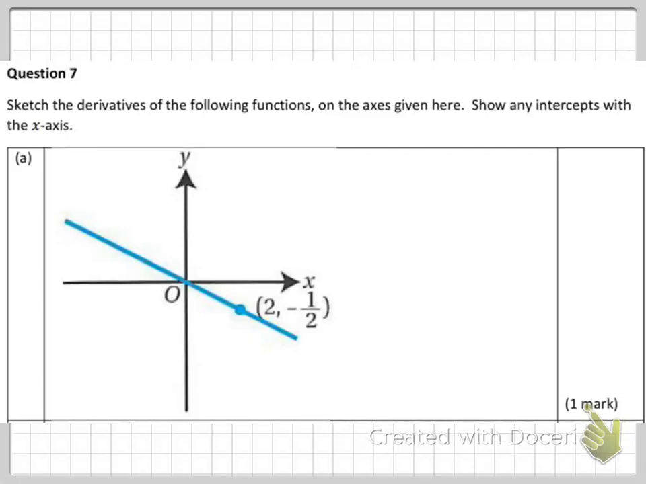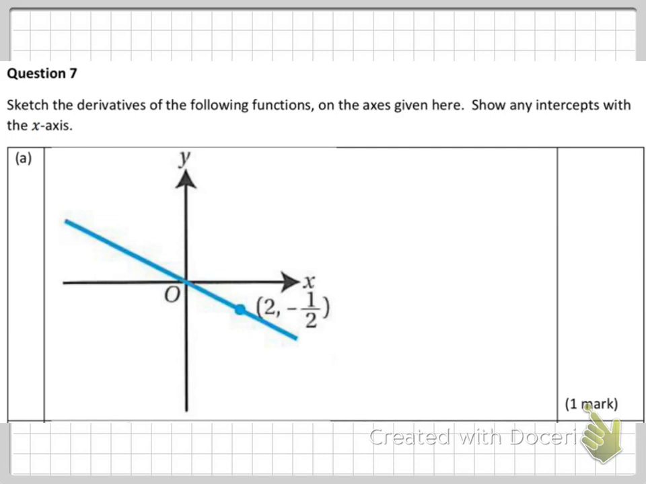Question 7. Now this requires a specific skill set which you need to really have practiced before going into the test. But here's how to do it, so hopefully you'll know if this comes up again. Now I don't really like sketching derivatives on the same axes. I don't think that really makes sense, but sometimes they might ask you to do that, and they did here, so let's just crack on.